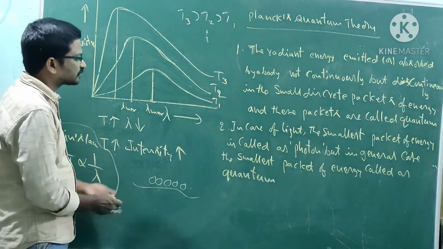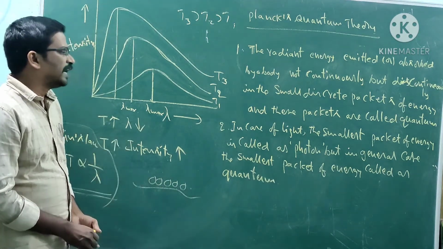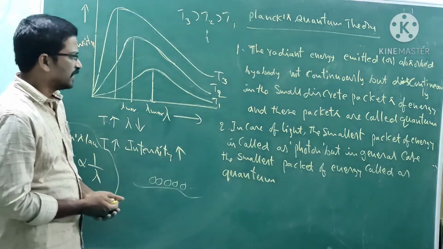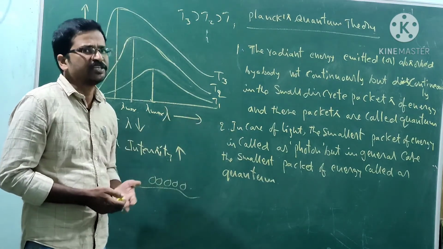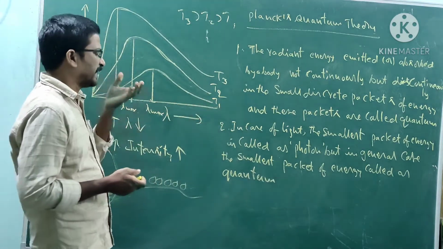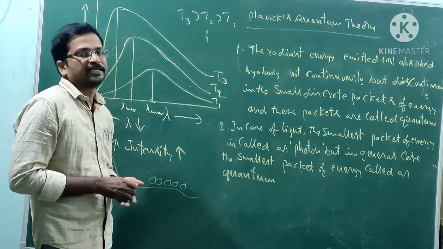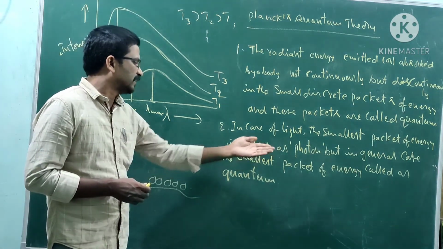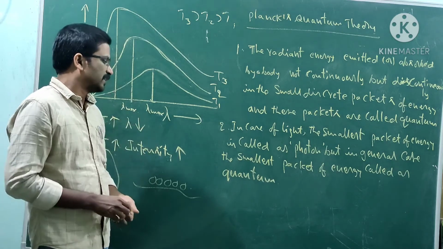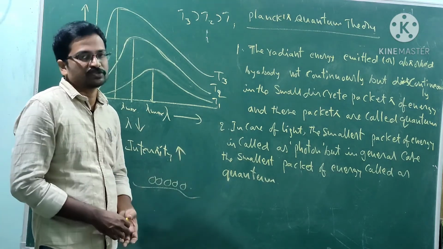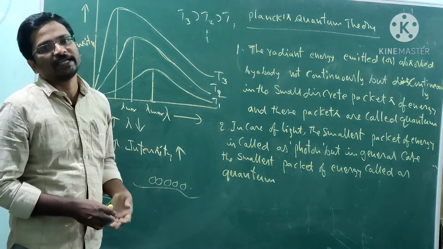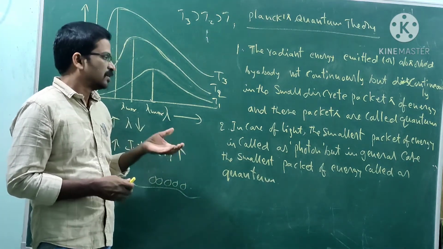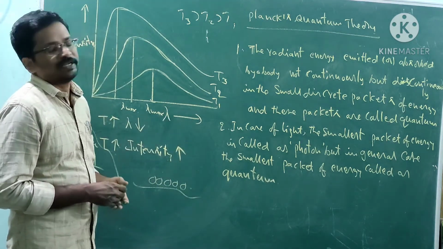Next, second point: in case of light, the smallest packet of energy is called a photon. In the general case, the smallest packet of energy is known as a quantum, but in case of light it is known as a photon. A photon of light means a packet of energy.